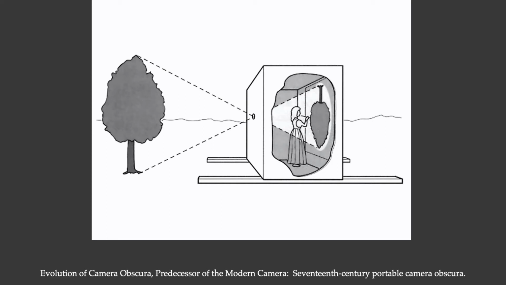Also around for a long time was the camera obscura. Camera obscura means dark room, and it is a room with an aperture in it, a little hole, and the world that is illuminated outside of this dark room is projected through this hole onto the wall of the inside of that room.